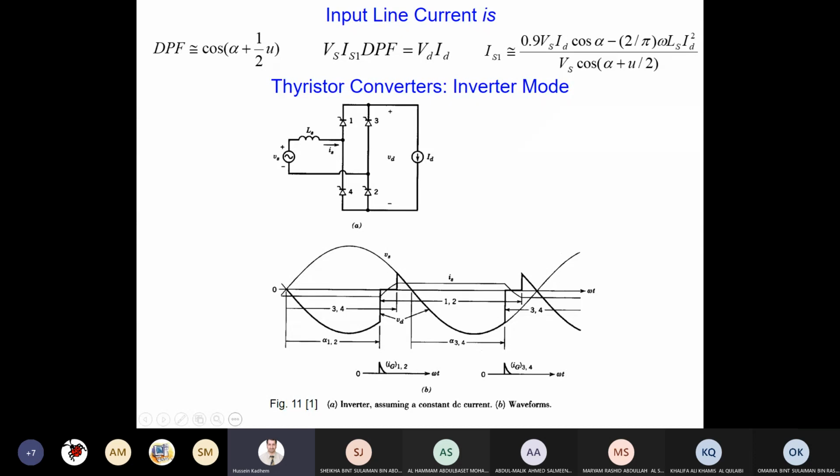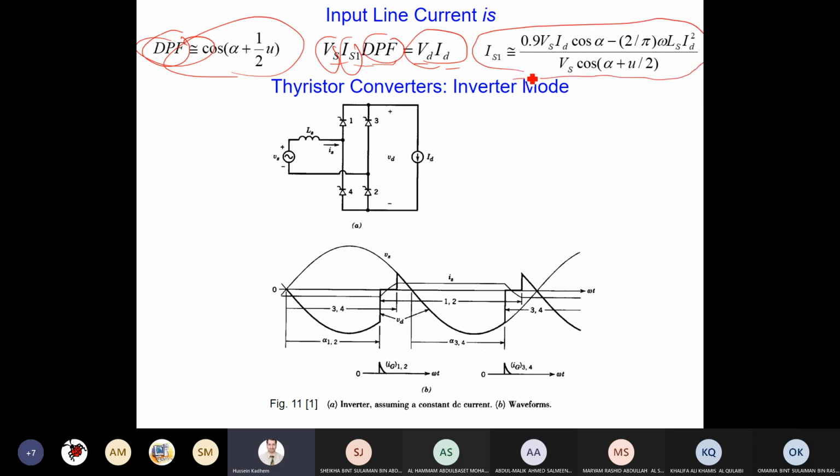Now, for this circuit, as I mentioned, we have delay, which is alpha plus U over 2. So the displacement power factor will be cosine of this. The input equals the output if the circuit is lossless. So VS IS times the displacement power factor equals VD ID. Then I can find IS: just divide VD ID by VS and the displacement power factor, substituting cosine of alpha plus U over 2. We have this formula for the fundamental current.